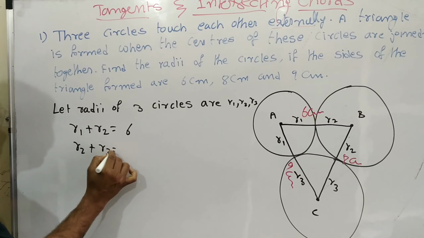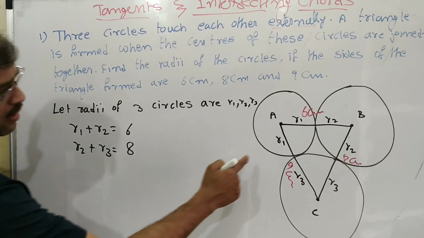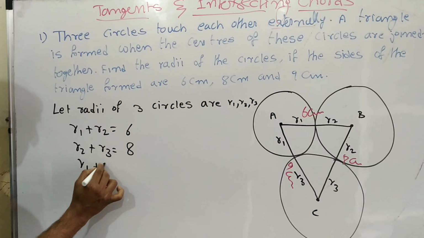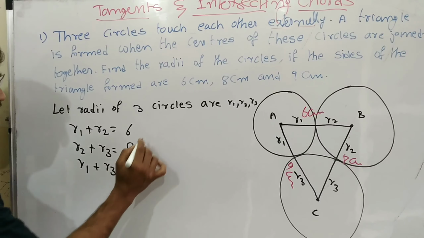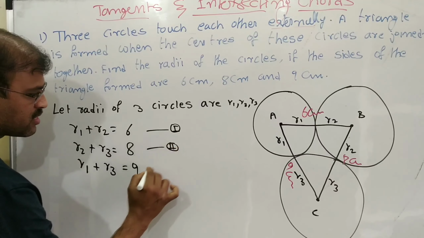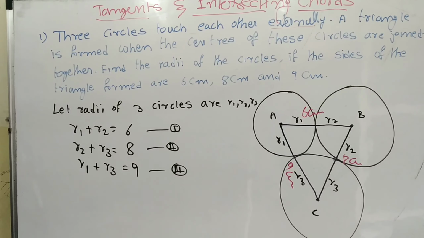R2 plus R3 is forming 8 centimeter. Third one, R1 plus R3 is 9 centimeter. I'll consider these as equation 1, equation 2, equation 3, these three cycles. So now we got three equations. Now when you solve these three equations, we will be able to find the R1, R2, R3 values.